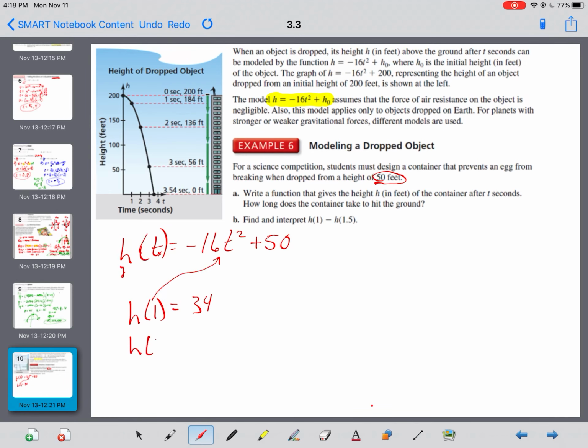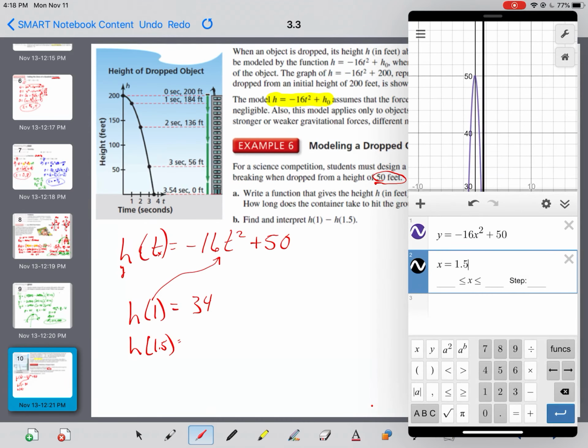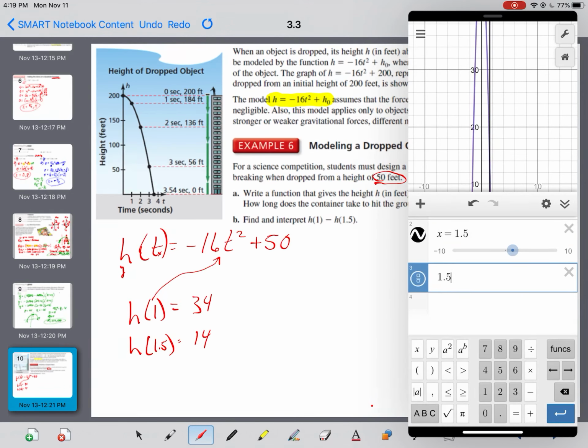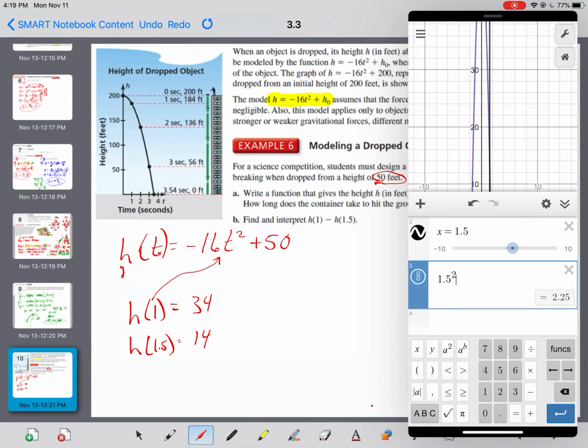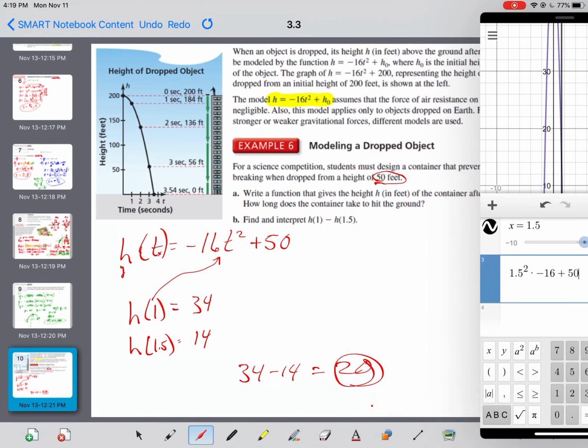And we want to subtract h of 1.5. If we just change that to 1.5, where do you touch now? Right there at 14. Or the other way to do that is 1.5 squared, which is 2.25. Then you do that times negative 16, which is negative 36. And you do plus 50, which is 14. That's what we got. So 34 minus 14 equals 20.